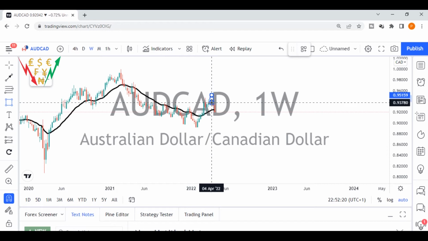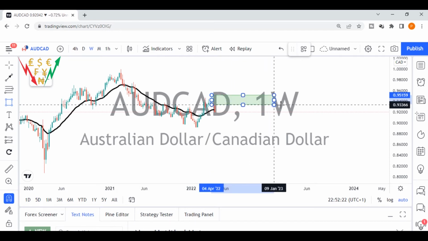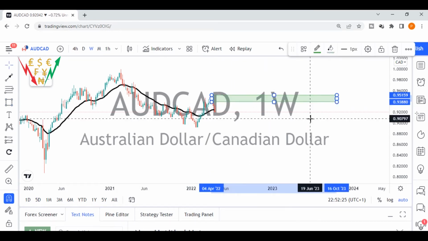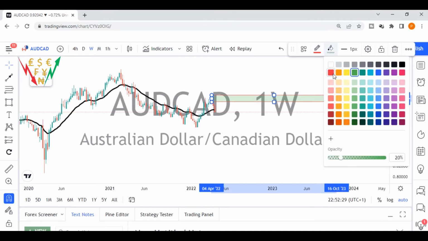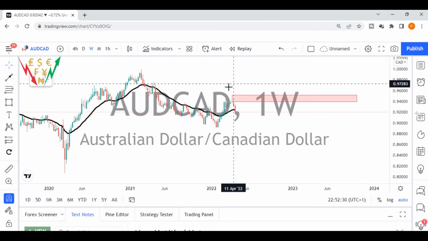So guys, we have here to be our supply zone. Okay, there's a supply zone on the weekly chart. There's nothing much there to explain, but we'll still throw some light on it.